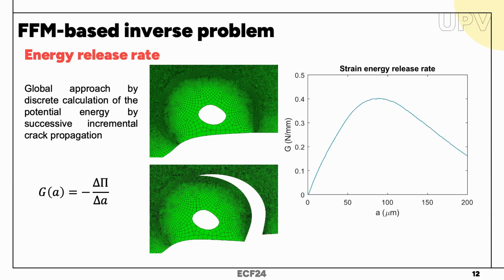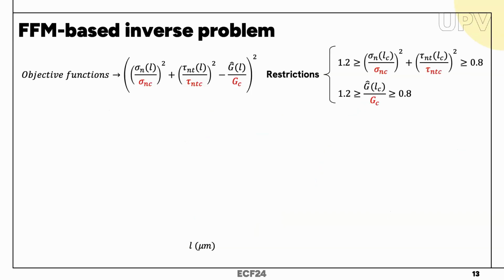So once we have the critical energy release rate and the stress interface, usually when you apply the Couple criterion, you want to know the critical load and the characteristic length. However, in this case, we have a finite fracture mechanics inverse problem, because what we want to calculate is the toughness and the strength of the interface.